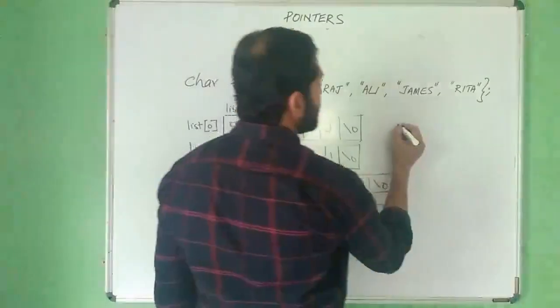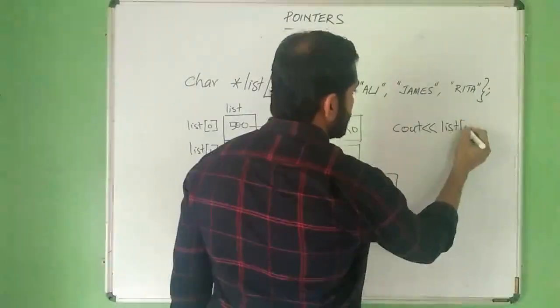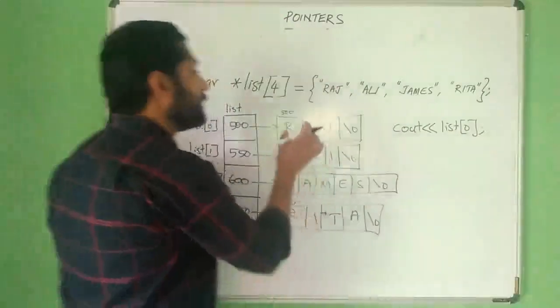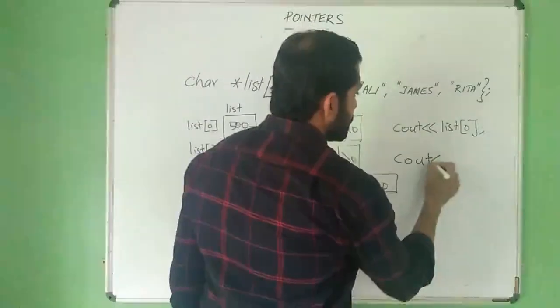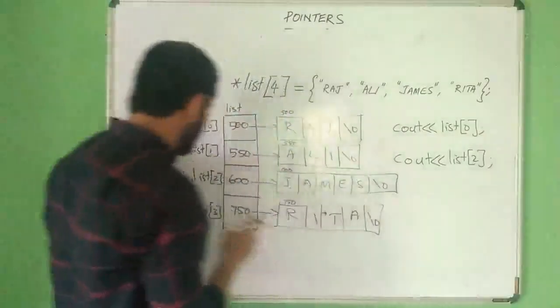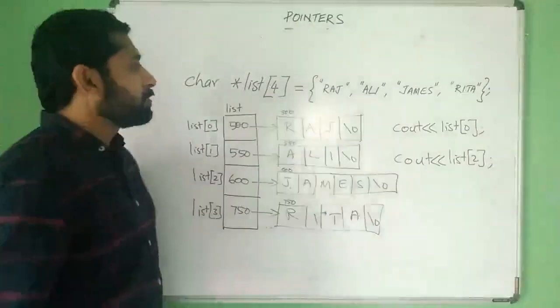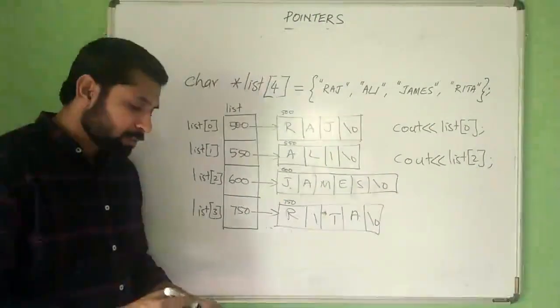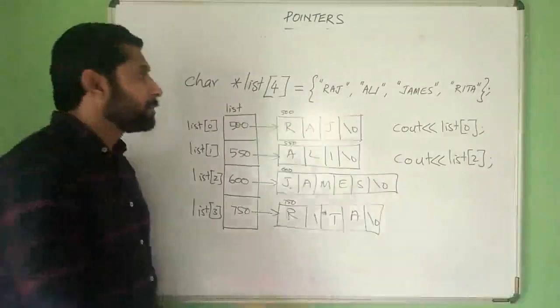Now, if you write a statement like this, cout list of 0, the output will be Raj. If you write cout list of 2, what will be the output? It is James. So, in this way, we can handle a list of strings using character pointer array.